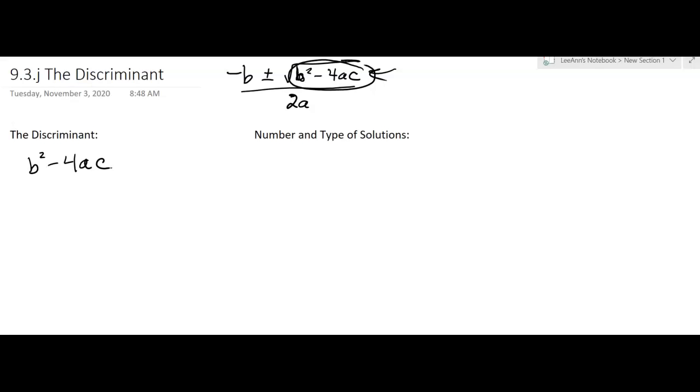If the discriminant comes out to be less than 0, so if it's negative, then you're going to have two imaginary solutions. Because it means you're going to be trying to take the square root of a negative number, and that's going to give you the imaginary part, the i part. So if the discriminant is less than 0, that's the case. You get two imaginary solutions.